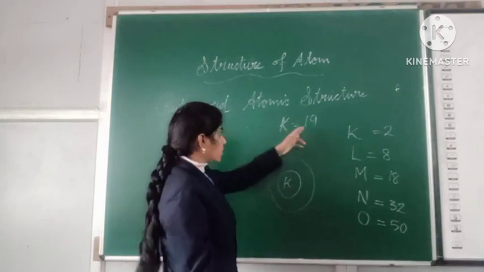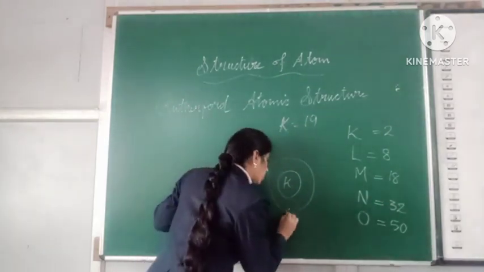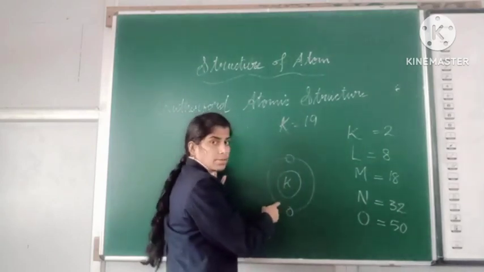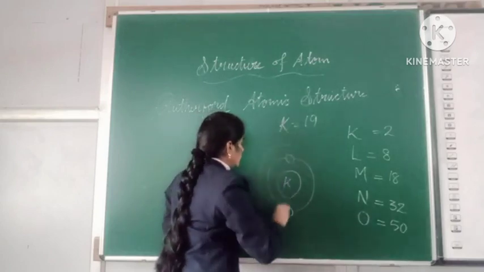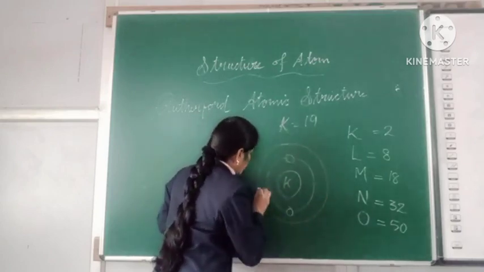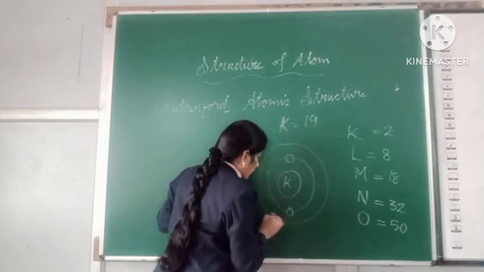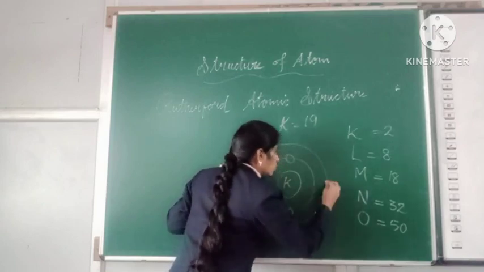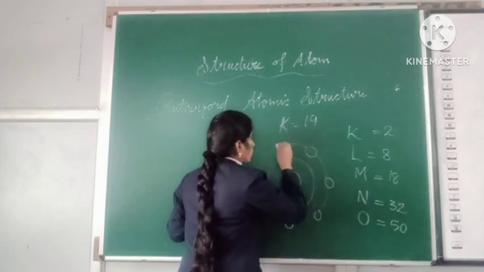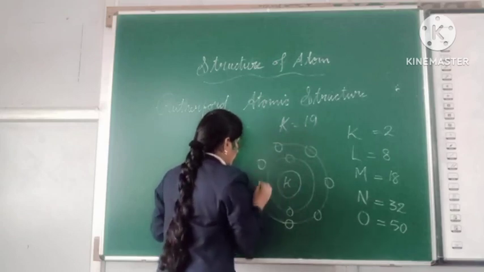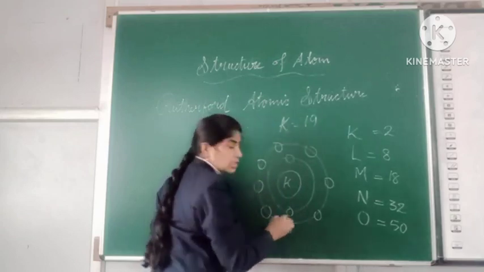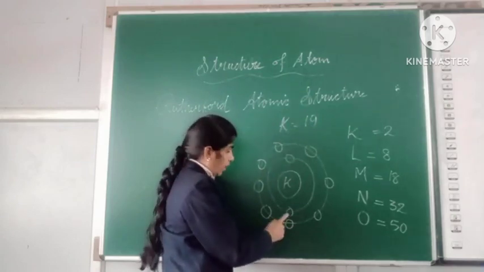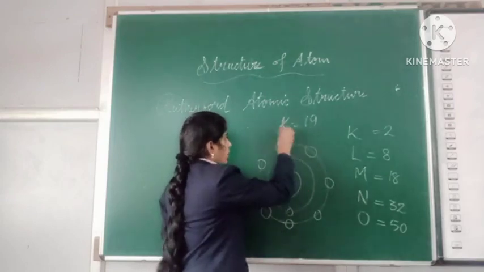Here the atomic number is only 19. The first shell, K, has 2 electrons. The second shell accommodates 1, 2, 3, 4, 5, 6, 7, 8 electrons. So the second shell, the L shell, accommodates 8 electrons.